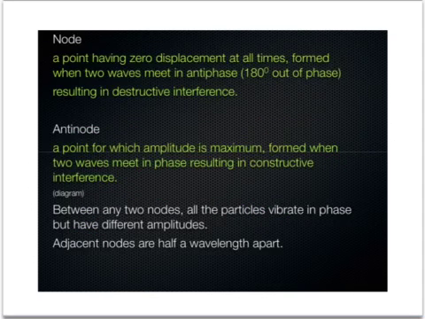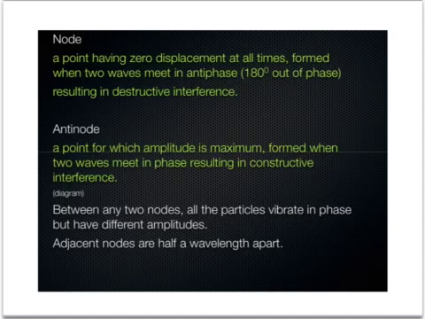A node is a point having zero displacement at all times, formed when two waves meet in antiphase, which means 180 degrees out of phase or out of sync. And this results in destructive interference, where cancellation of the wave energy occurs. An antinode is a point for which amplitude is maximum, and this is formed when two waves meet in phase, resulting in constructive interference. There's no diagram right here, but we'll see one soon.